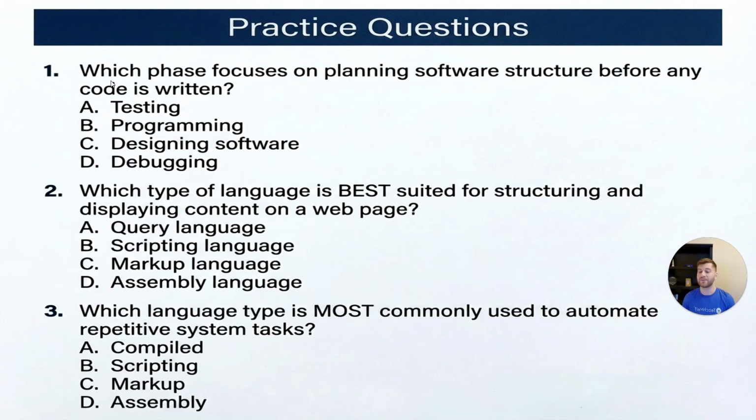All right, let's dive into these practice questions. Number 1, which phase focuses on planning software structure before any code is actually written? So this is before anyone starts coding, anyone starts writing down line by line what the code should do, or testing the code, or quality assurance, quality control. That's going to be C, designing the software.